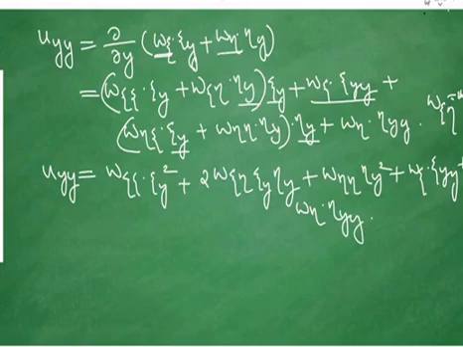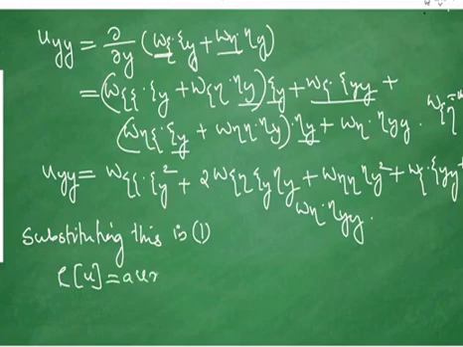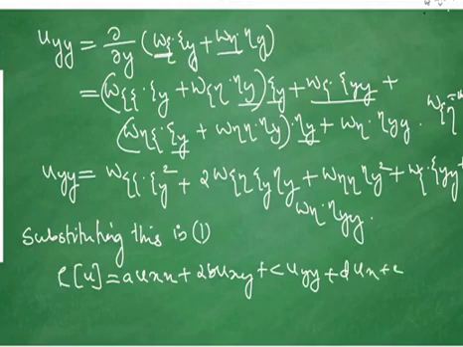Okay, now we have to substitute all these equations in equation number 1. So substituting this in equation number 1. What was our equation number 1? Equation number 1 is Lu equal to a uxx plus 2b uxy plus c uyy plus d into ux plus e uy plus f u equal to g. So this was our equation number 1.